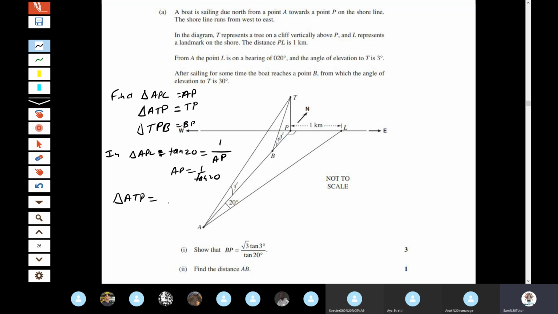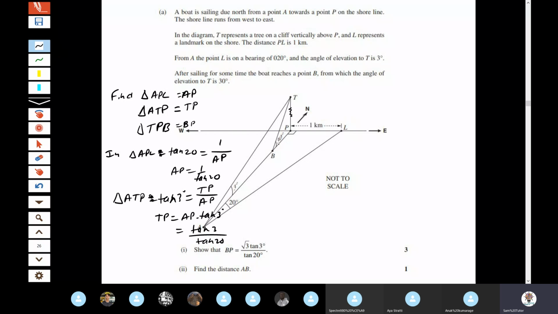So triangle ATP, same thing. Tan 3 degrees is equal to opposite TP over adjacent AP. So therefore TP equals AP times tan 3. But we know what AP is. AP is 1 on tan 20. So the answer is tan 3 on tan 20. Hey, look, we're pretty close. Tan 3 on tan 20, that's TP. You found this guy.